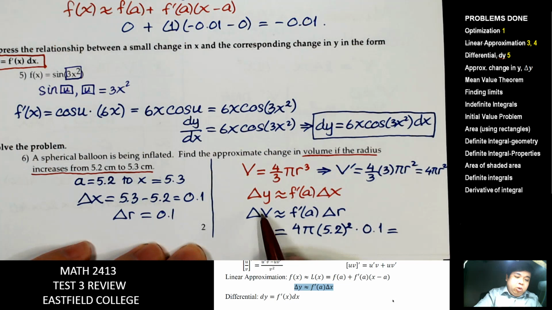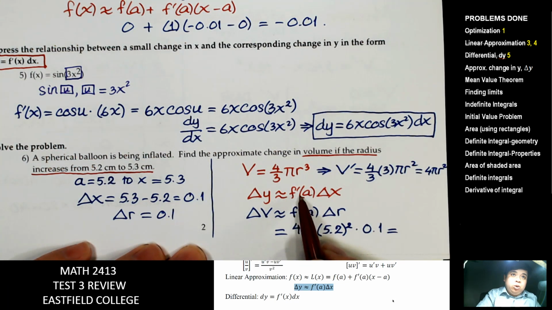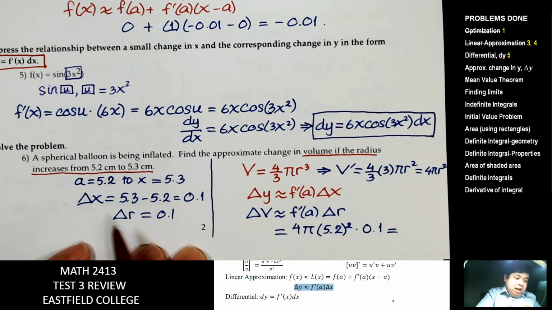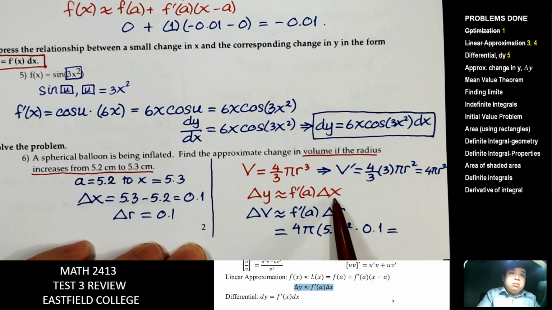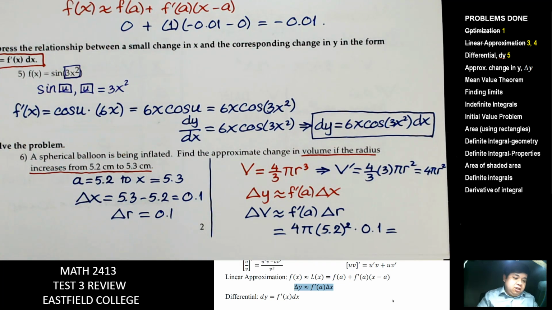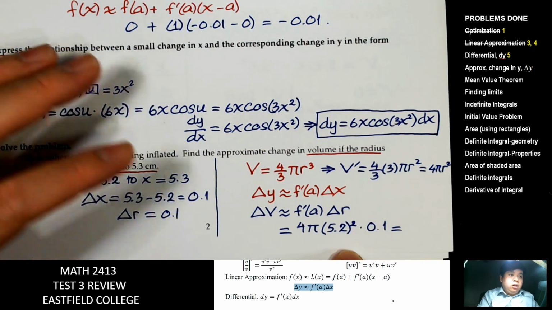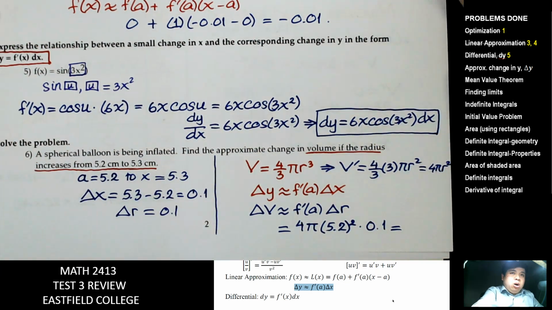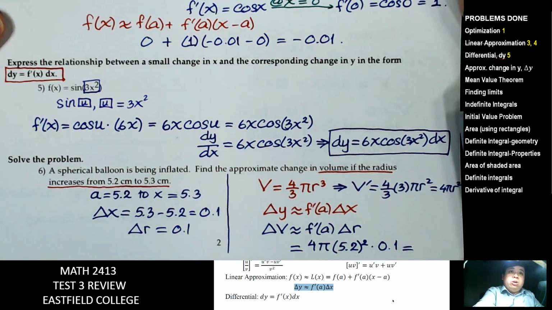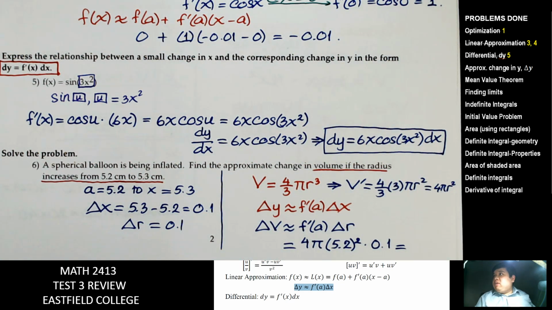So the change in y is approximately equal to the derivative at the initial point times the change in x. A is the initial point, x, or in this case r, the final point. Right. So we have that.